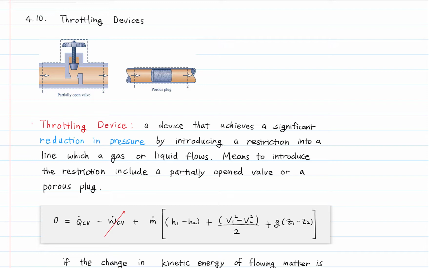Throttling is widely used in engineering. Most valves are considered a throttling device. The throttling device can be found in refrigeration and air conditioning systems. It is used to reduce the pressure of the refrigerant by simply restricting the flow.